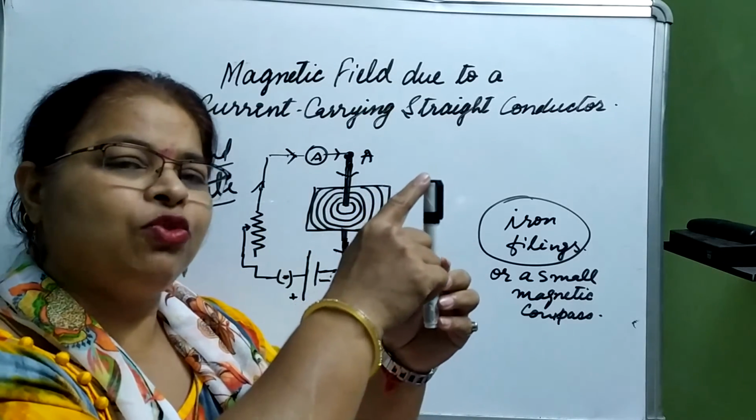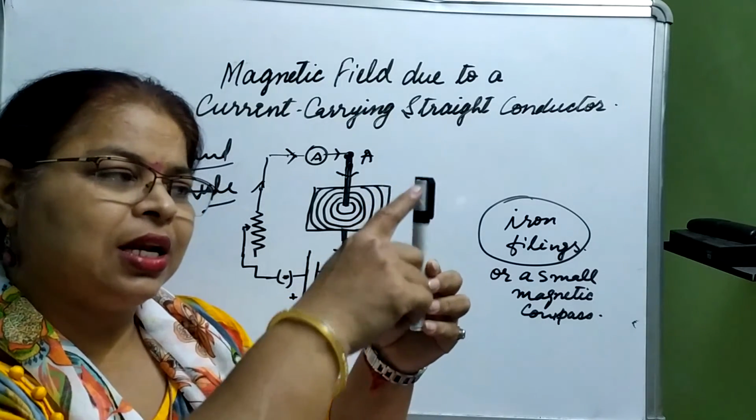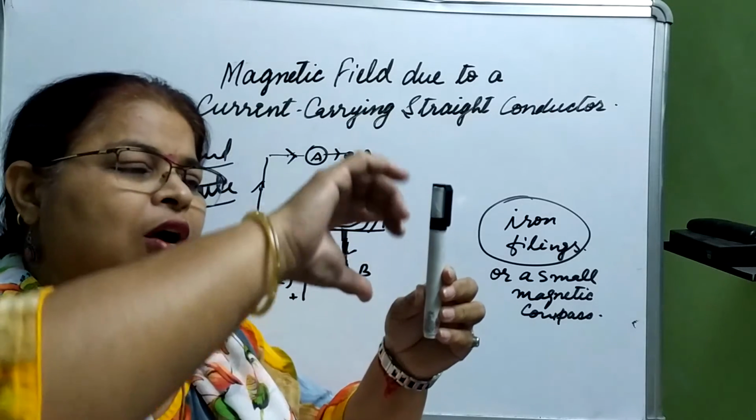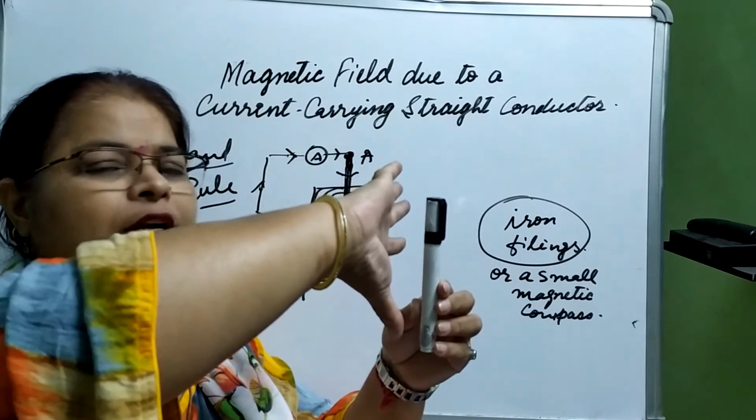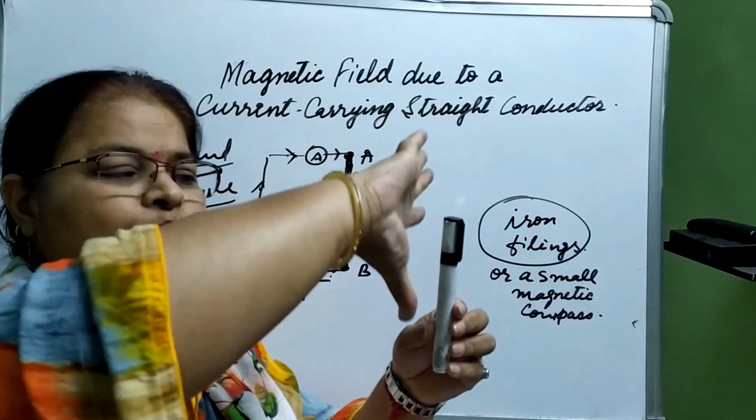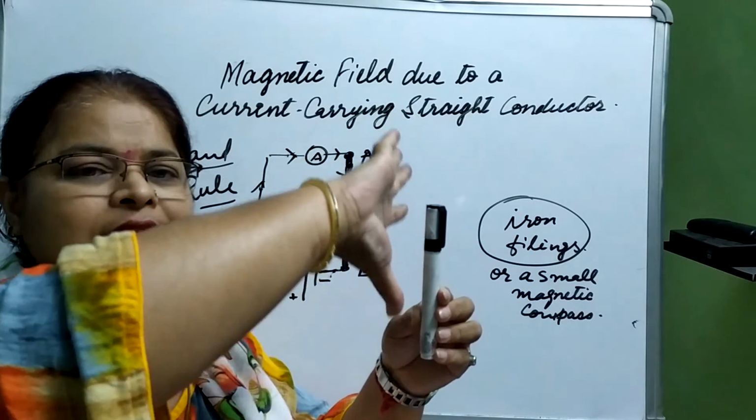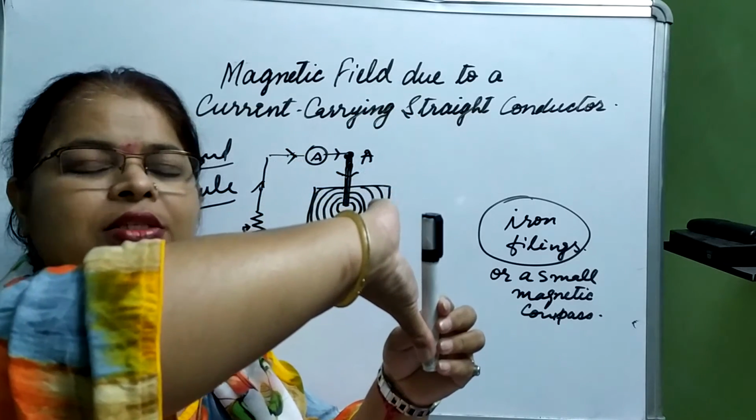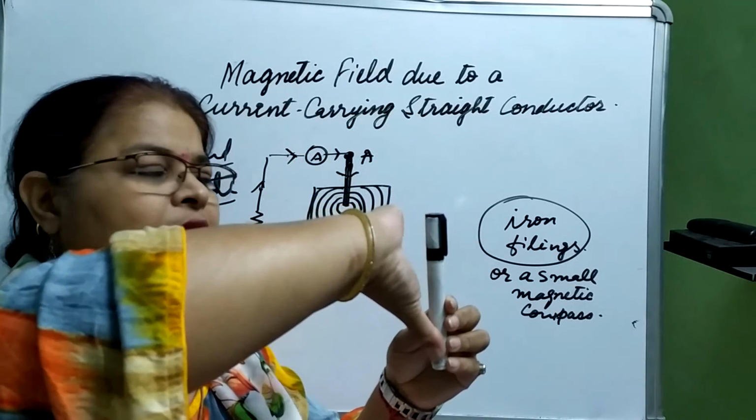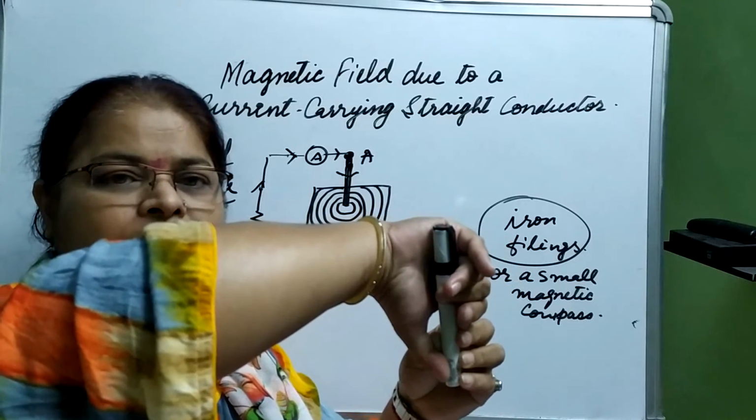The current is now flowing from A to B, meaning top to bottom. In this case, the direction of the current flow is from top to bottom. So how to point the thumb? The right hand thumb will be pointed down, because the direction of the current is down. Now how are the fingers going to curl? Their direction would be from inside to outside.